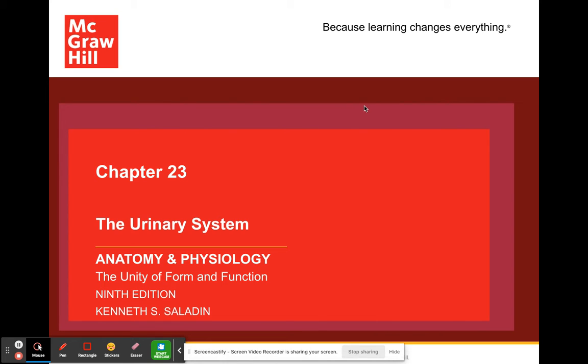We're going to begin. This is going to be one of two lectures dealing with the urinary system. We'll go through the basics of the urinary system. We'll talk about the glomerulus, the Bowman's capsule, the anatomy of the kidney in general, and then we'll talk about urine production, and that will cover the first lecture.